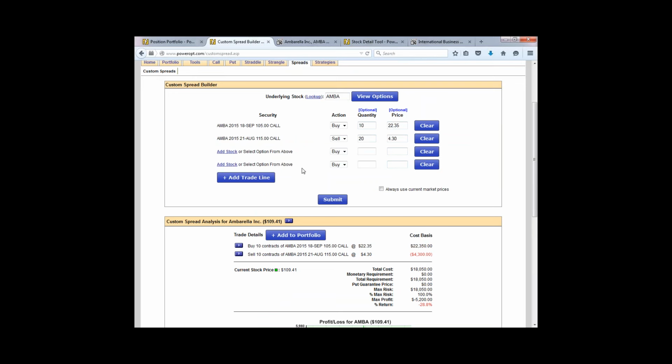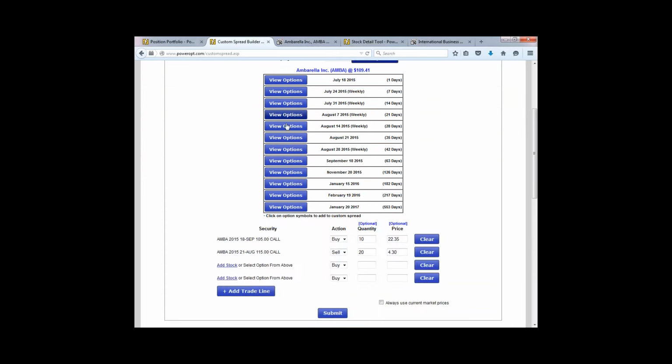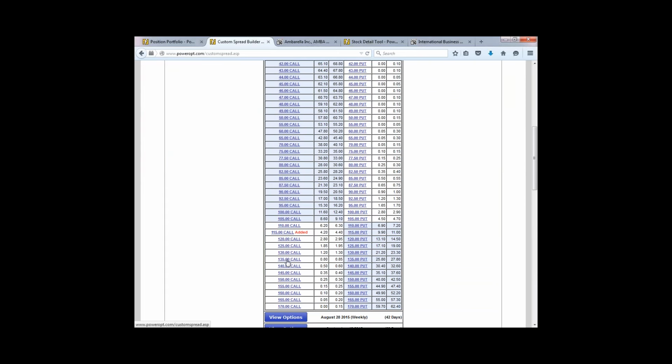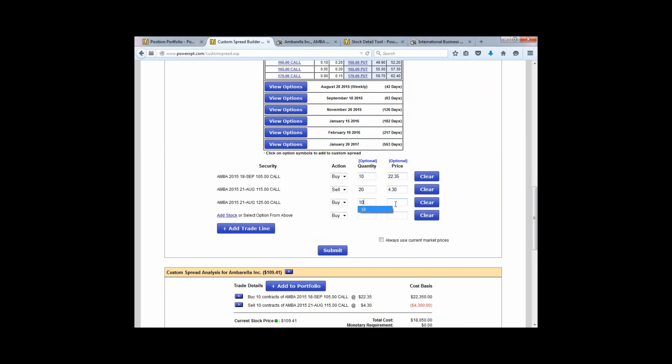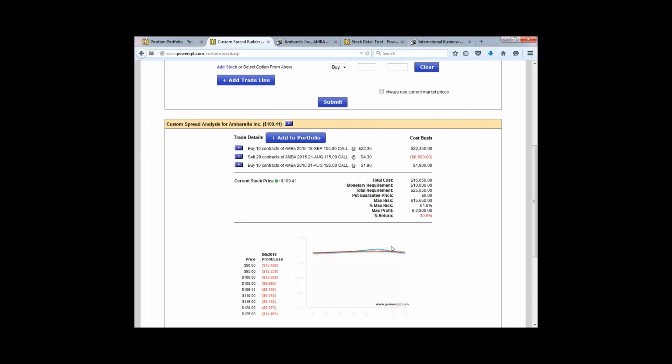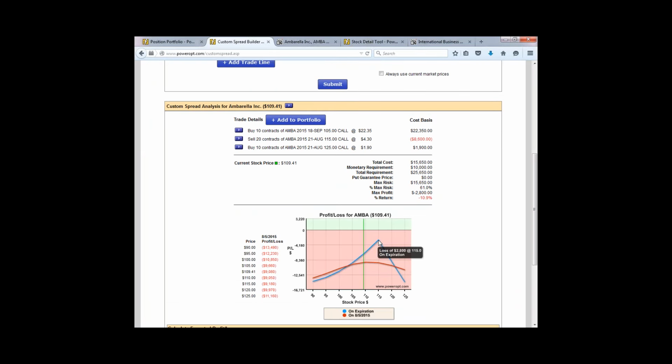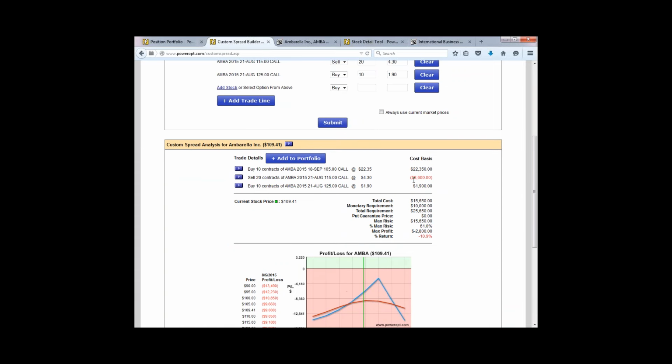Sell 20 of the Augusts at 430, and to make it work, buy 10 at 190. I still don't think this is going to get us what we want. Well, now the loss is reduced to only $2,800 at the peak if the stock's at 115, but with the butterfly, you generate an $8,600 credit for the 20 that you sold and paid 19 back, so you're looking at a reasonable, almost $6,500, I'm sorry, $6,700 credit against the position.